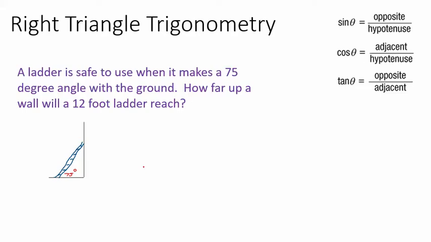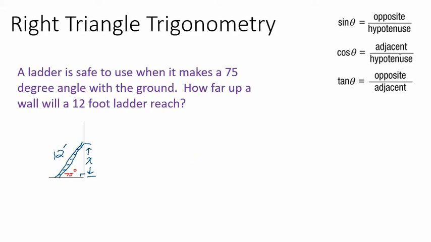And what other piece of information do we know? Well, we know it's a 12-foot ladder. So we know this side here is 12 feet. And we know this is our right angle here. And we want to know how far up the wall the ladder will reach. So we want to know this distance from here to here. Alright, so that's the setup. That's the first thing you want to do: draw a picture.